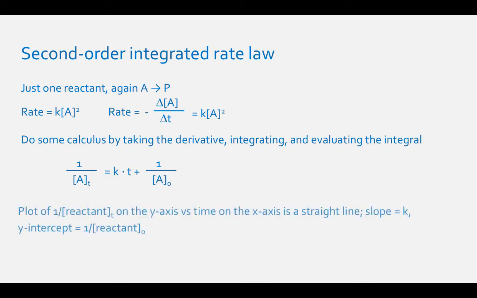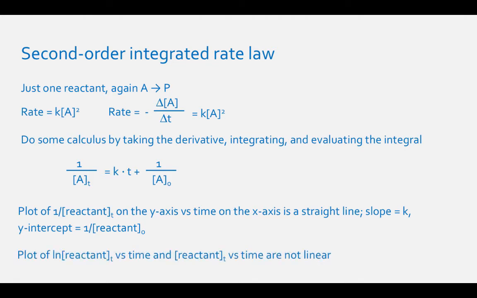For a second-order reaction with just one reactant, a plot of 1 over the concentration of reactant on the vertical axis versus time on the horizontal axis is a straight line with slope equal to K and y-intercept equal to 1 over the initial concentration of reactant. For a second-order reaction, a plot of the natural log of the concentration of reactant versus time and the concentration of reactant versus time are not the most linear.